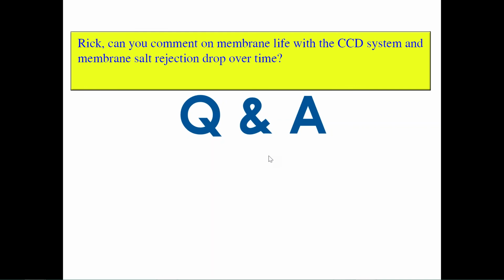So a question about membrane life. Can we comment on membrane life in a CCD system, and would we expect to see a reduction in salt rejection over time? Yeah, again, it operates a lot like a typical RO system. The more frequently you need to clean the membranes, the shorter their lifetime. While cleaning restores membrane performance, it also takes a bit away in terms of membrane life. So in water reuse applications where you're looking at clean in place every 4 to 6 weeks, you might only get a year or two out of the membranes.